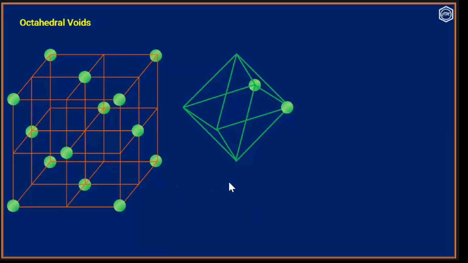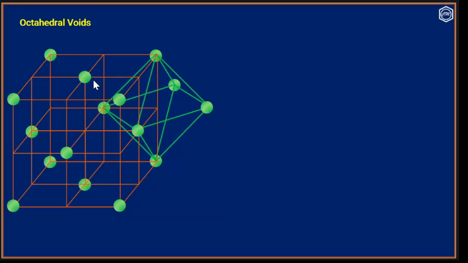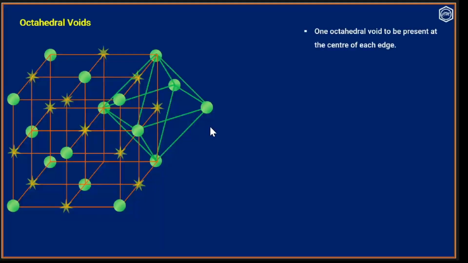So in a face-centered cube, the effective number of atoms is 4. Therefore the number of octahedral voids should also be 4. Now imagine this figure. Suppose I combine it with the unit cell, and we can imagine another octahedral void at this place. That is, 1 octahedral void is present at the center of each edge.